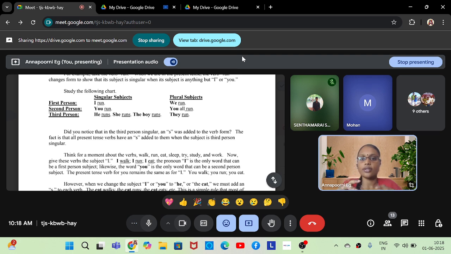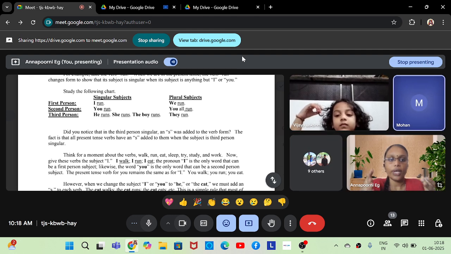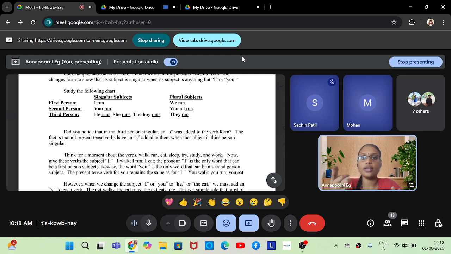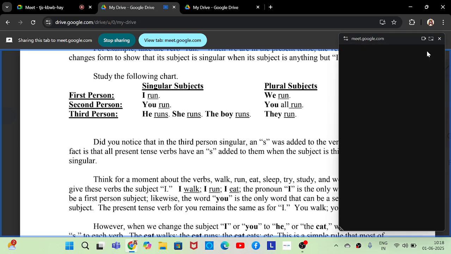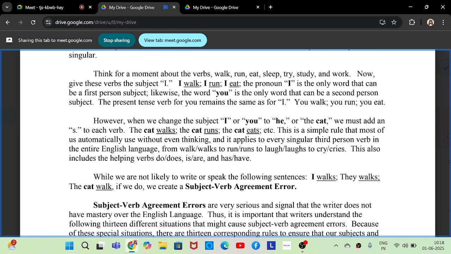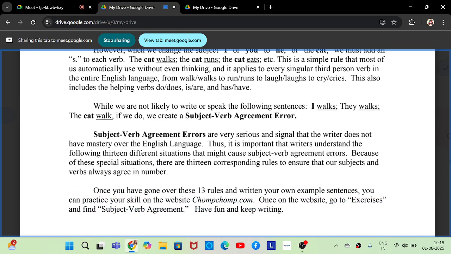Likewise, the final one is they. They drink. Very good. So I drink, you drink, we drink, they drink, you all drink, he drinks, she drinks, it drinks, the boy drinks. So this is the first rule that you have to study. When the subject becomes singular, the verb is also singular. And if the subject is plural, the verb is also plural.